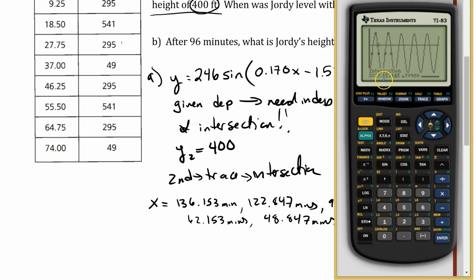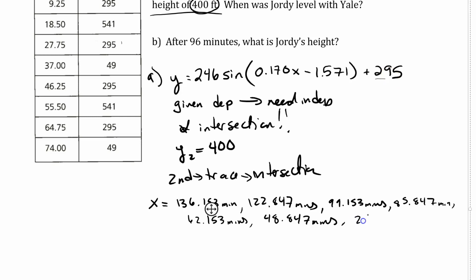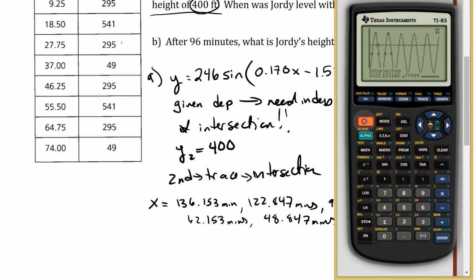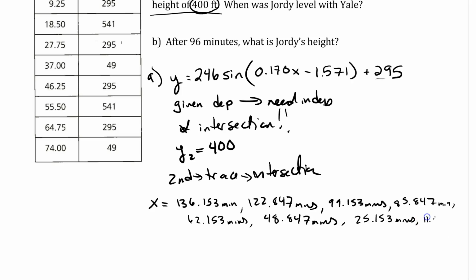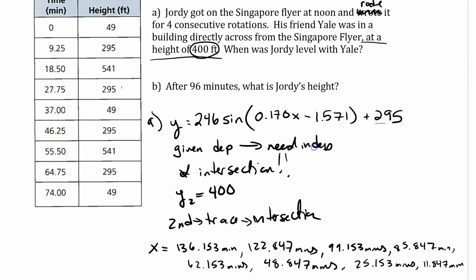The x value here is 25.153 minutes. And last but not least, second trace, intersect. Going to go like that, get closer to that intersect, enter, pick the other line, enter, enter. 11.847. So Jordy is going to see his buddy Yale at 11.847 minutes, at 25.153 minutes, at 48.847 minutes, etc., all the way to 136.153 minutes.